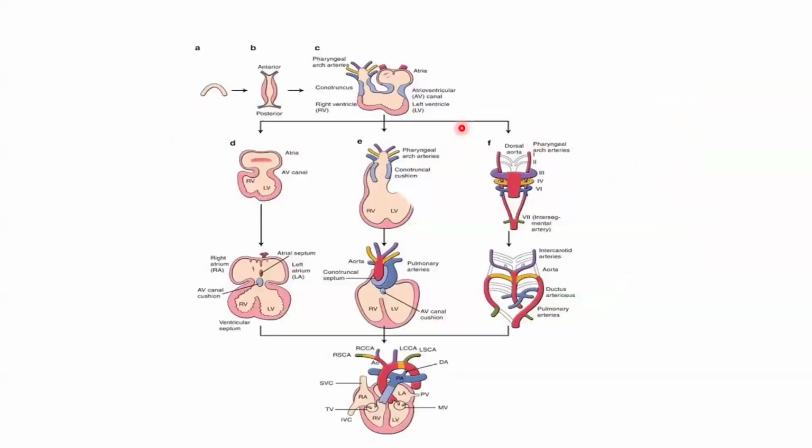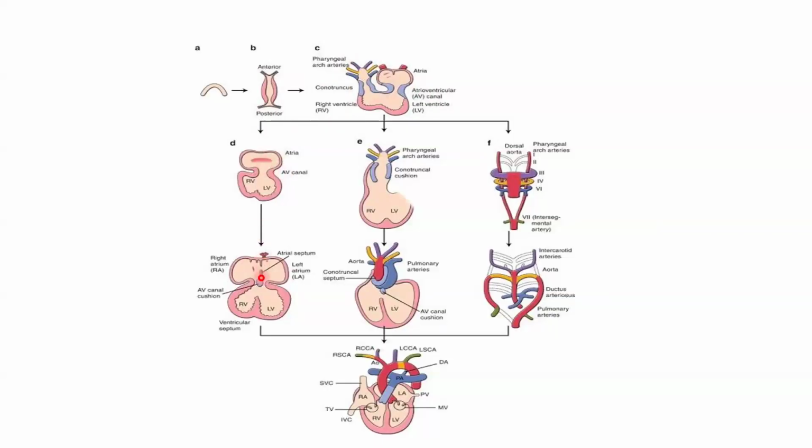Same process and another image. I love this image as well. So once again, your tube being formed. The head and neck pharyngeal joining the truncus arteriosus, like I said. Okay, then septation begins.